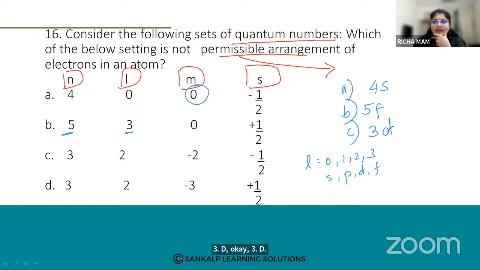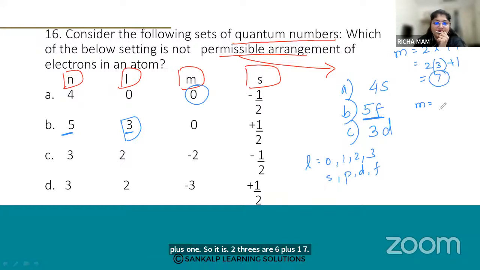Here we find the M value. Remember the formula for finding the M value, it is 2L plus 1. Here what is the L value? It is 3. So 2 times 3 is 6, plus 1, 7. So 7 possible values are there. They are 0, plus or minus 1, plus or minus 2, plus or minus 3. So 7 possible values are there. So this is also correct.